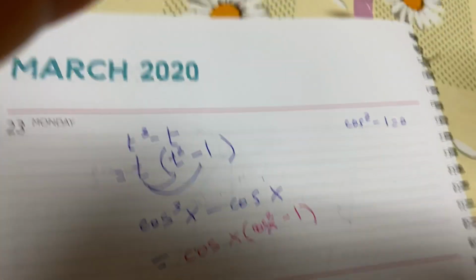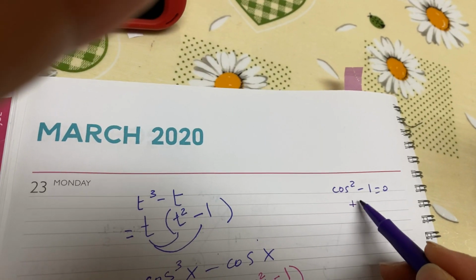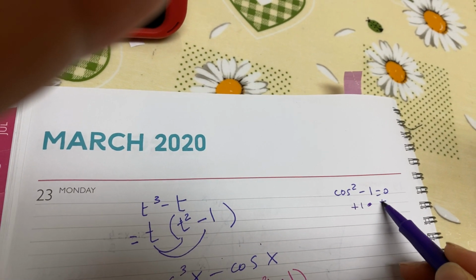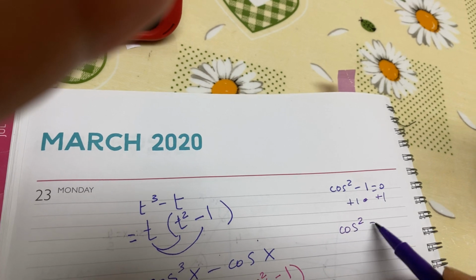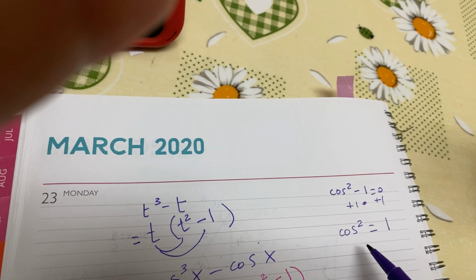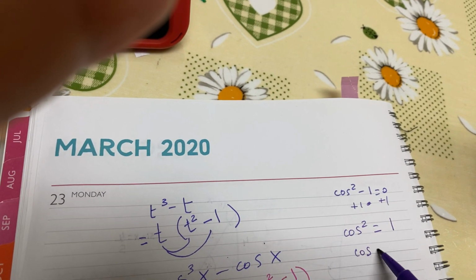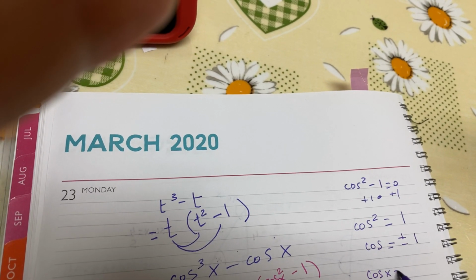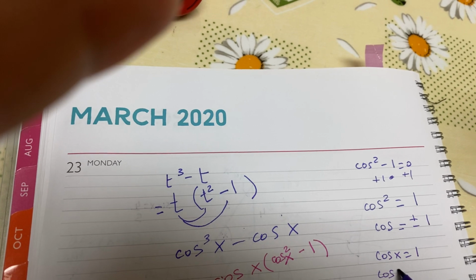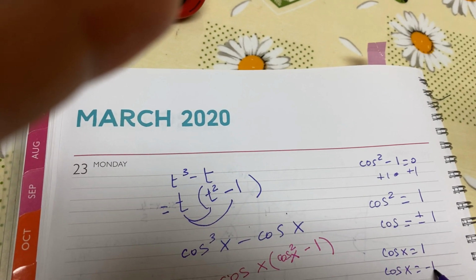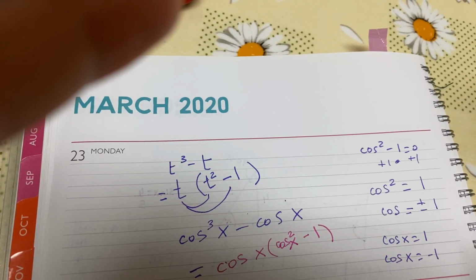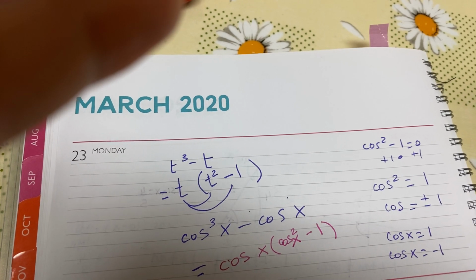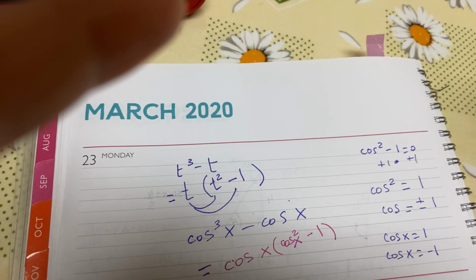I don't know if you guys will find this is easier. You can add a 1 on each side. So cosine squared equals 1. That means cosine equals plus or minus 1. So cosine x equals 1 and cosine x equals negative 1. This is just another way to reason about it if you find using the identity is a little hard.